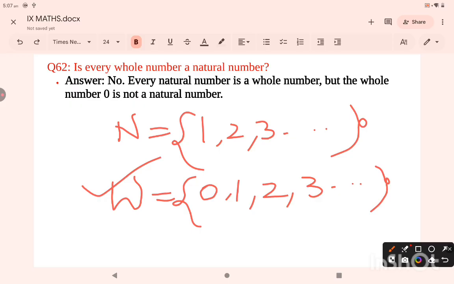So what is the question here? Is every whole number a natural number? No, because 0 is a whole number, but 0 is not a natural number. Every natural number is a whole number, but the whole number 0 is not a natural number.